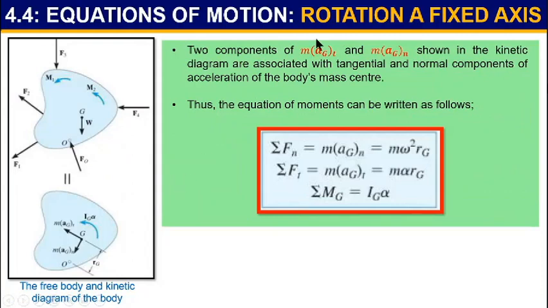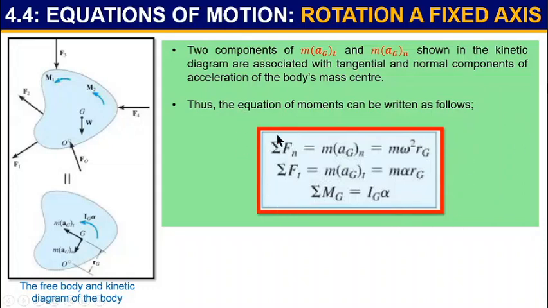The two components MAGT and MAGN shown in the kinetic diagram are associated with the tangential and normal components of acceleration of the body's mass center. So if you can see here, this is M times A for the tangential component, and M times A for the normal component. So MA equals force. That's why you will get these equations.